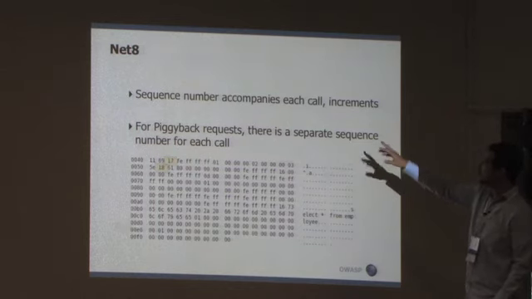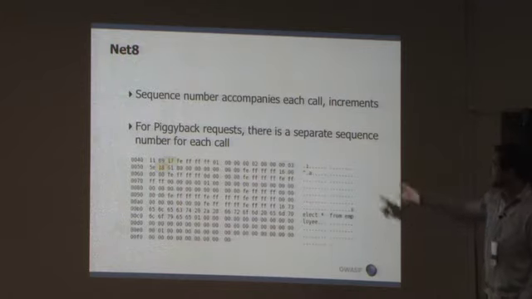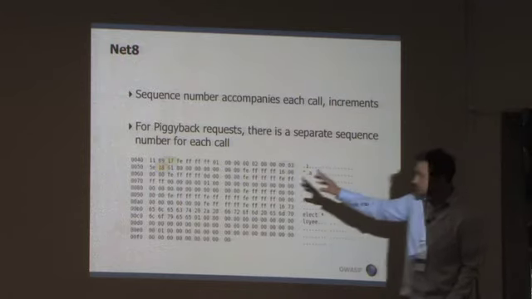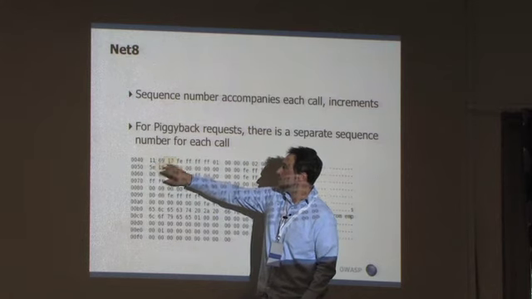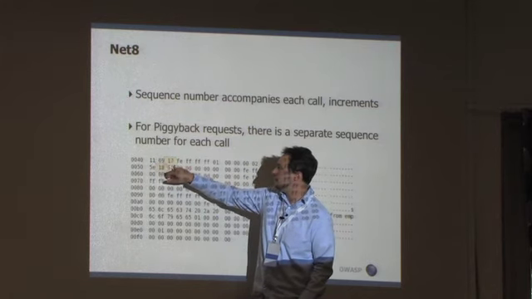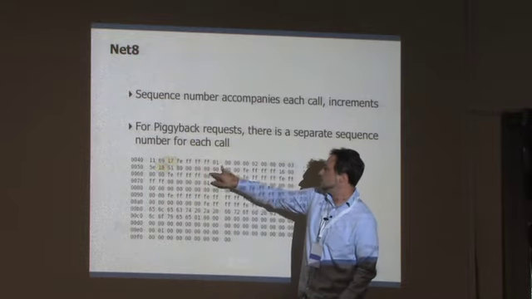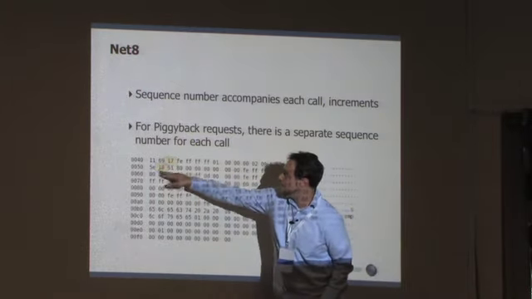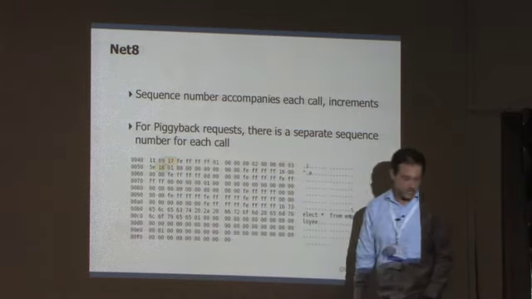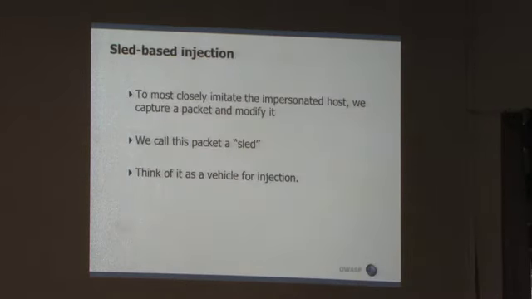So just a quick overview of Net8. There's a sequence number that accompanies every call. And for piggyback requests, there's a separate sequence number. So just something to be aware of, a strange artifact. Notice there's 1169. This is a piggyback call, and it's telling us what it's doing. This is the sequence number here. And notice that there's another 035E, and then there's another sequence number over here. So it increments. There might be multiple sequence numbers per packet, basically.